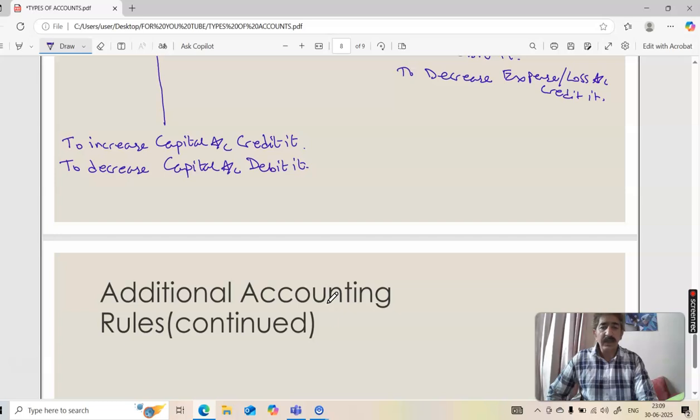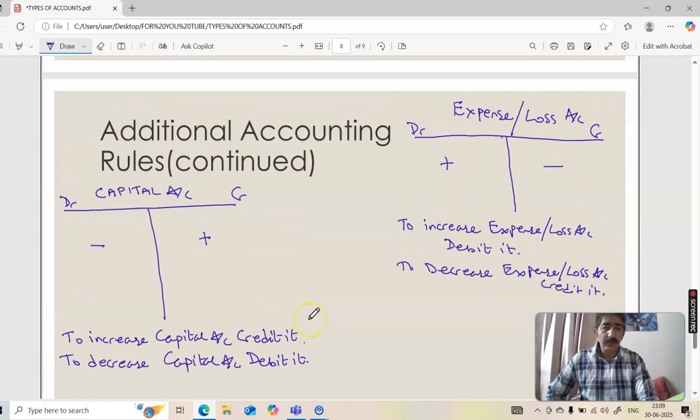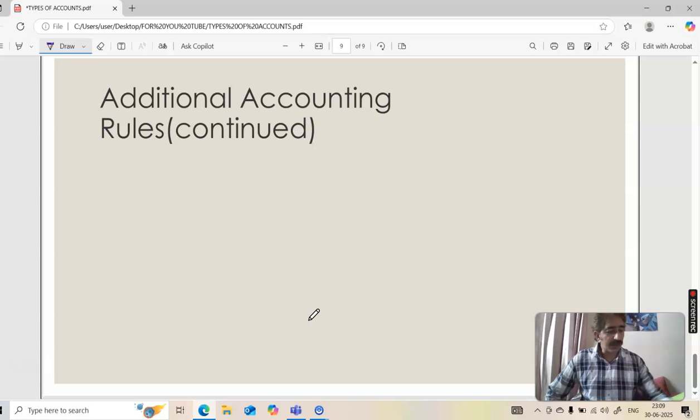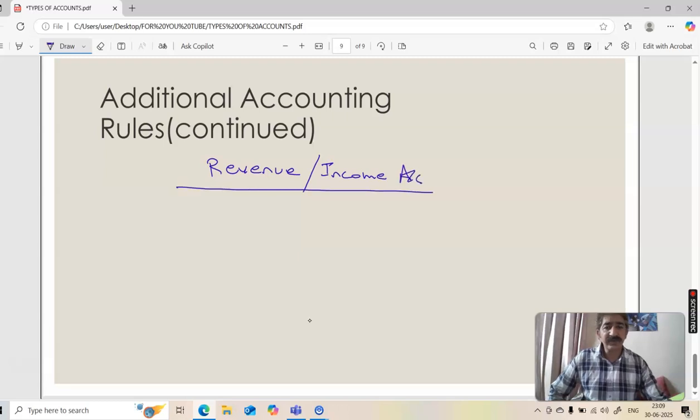Okay, and now the next rule is for revenue or income. Revenue, children, is the money received by a business firm by selling goods and services, or it's also called income. Whatever money is received by selling goods or services is revenue, not to be confused with profit, because to find out the profit we need to deduct the cost from the revenue. Anyways, we'll discuss all that later on.